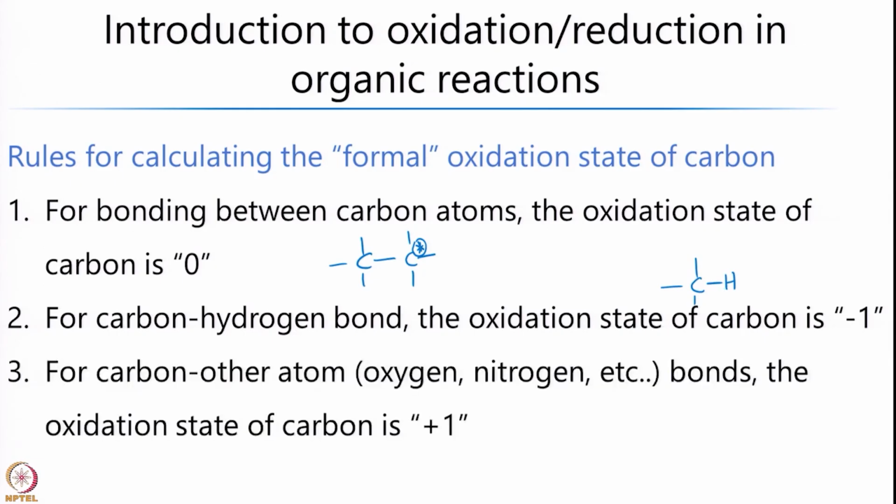And if you now go to other atoms, that is carbon bonded to other more electronegative atoms, like oxygen, nitrogen or other atoms, then we give a formal oxidation state of carbon as +1. That is, if I have a CO bond, then this particular carbon we can give as +1 because it is now bonded to a more electronegative atom, which is oxygen in this case. So, these are the rules which one would use to calculate the overall oxidation state of a given carbon atom, and once we have that, then we can ascertain whether the given reaction is an oxidation or a reduction reaction, right.